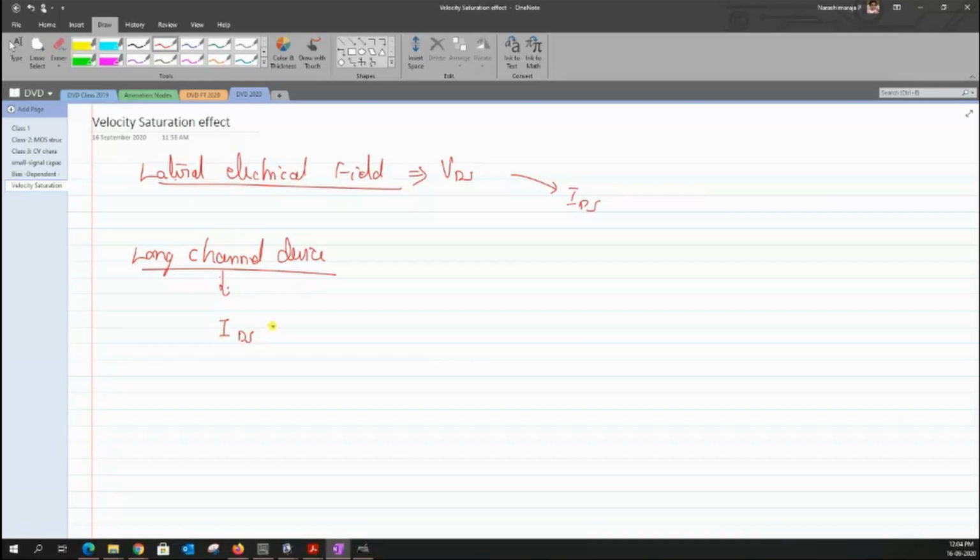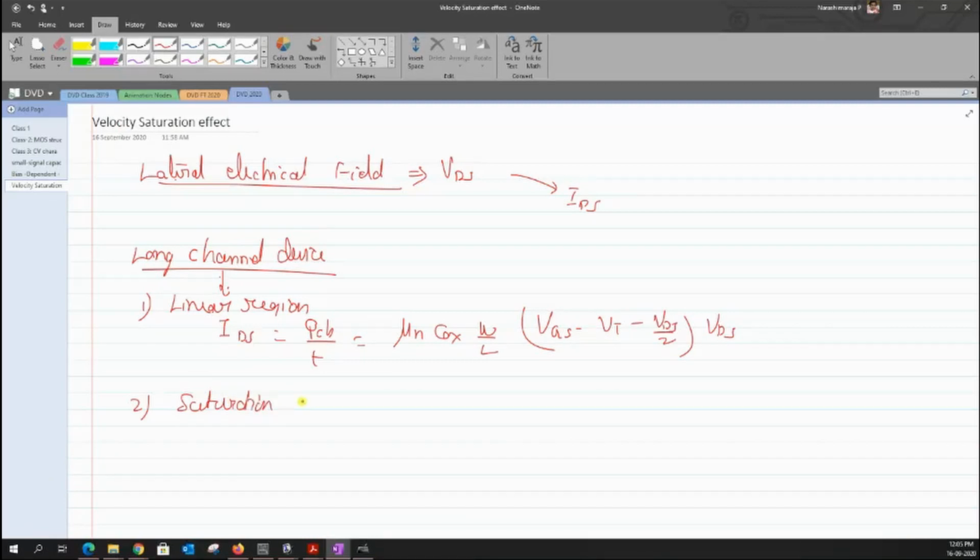Finally, we found two different current equations, one for the linear region. We started with the expression of QCH by transit time, and that can be written as something like mu n COX W by L into (VGS minus VT minus VDS by 2) into VDS. This was the current equation that we derived, and in order to get the saturation current equation, we substituted VDS to be exactly equal to VDS sat, and that value of VDS sat was equal to VGS minus VT.